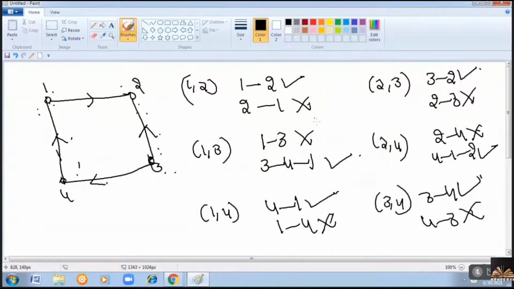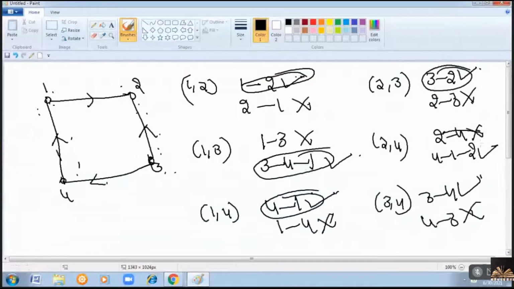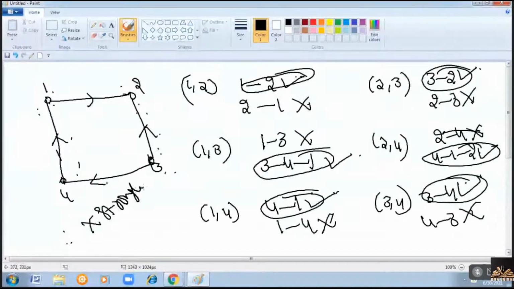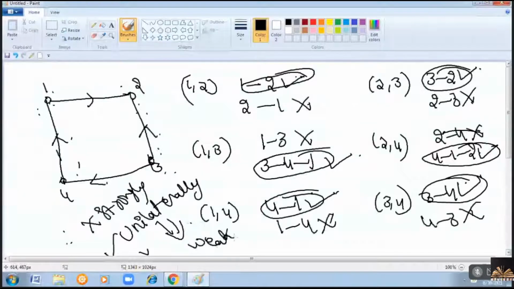So for all these pairs of vertices, only one direction condition is satisfied. Therefore, it is not strongly connected, but it is unilaterally connected. If it is unilaterally connected, no need to check weakly connected; indirectly it is weakly connected too. Clear, ma? So this is about connectivity in undirected graphs and directed graphs. Is it clear now?